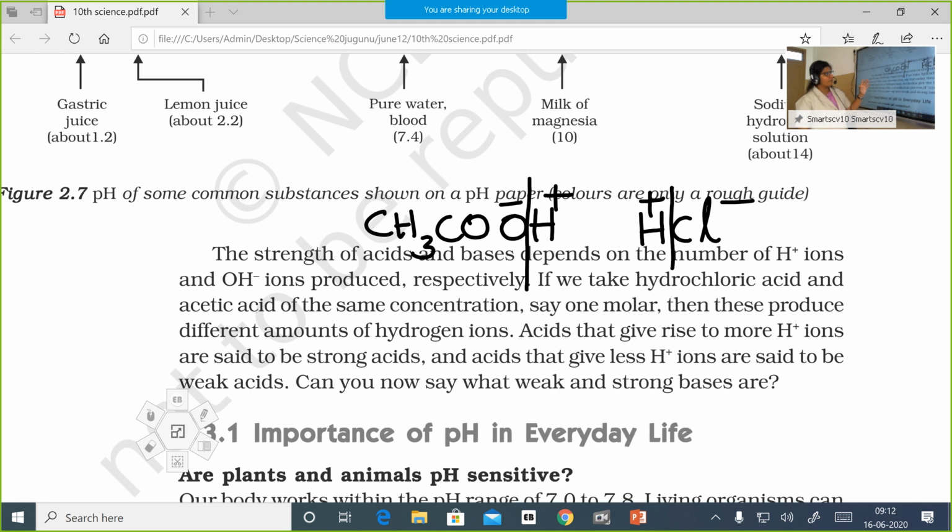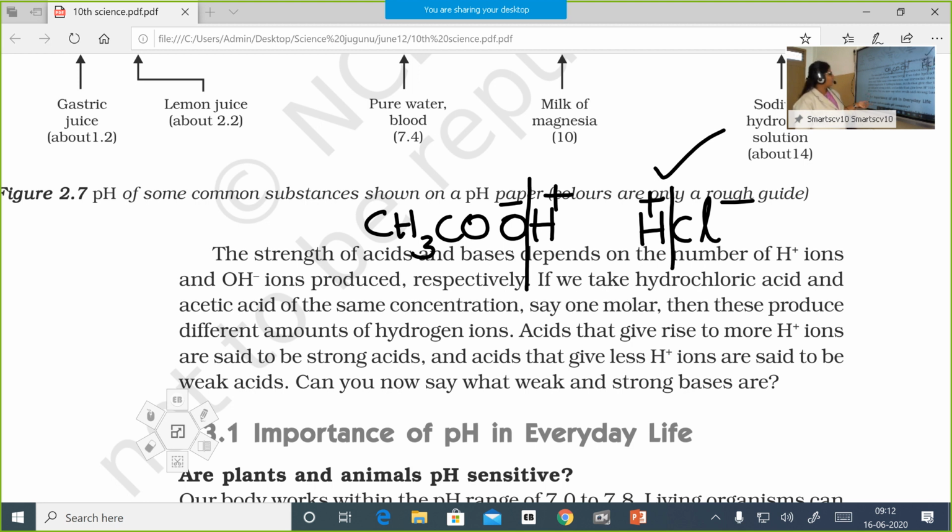So if you take the same quantity of both these acids of the same concentration, which will produce more H plus ions? For example, if you take 5 ml of 1 molar solution of hydrochloric acid and acetic acid, which will produce more H plus ions? Definitely HCl. Why? HCl ionizes completely. But acetic acid goes for only partial ionization. So which will have more H plus ions when dissolved in water? It's definitely HCl. Right?